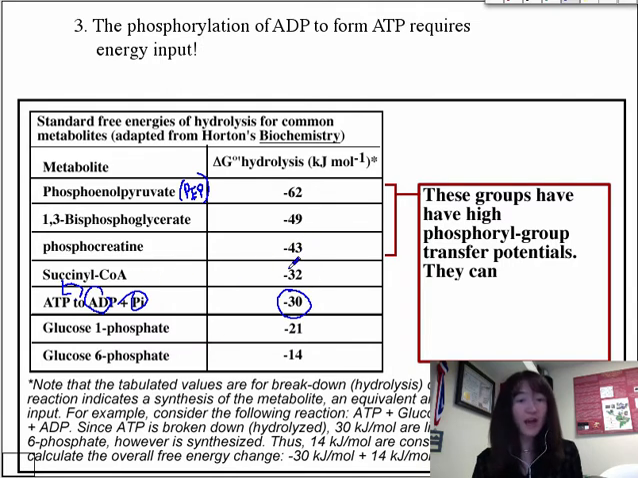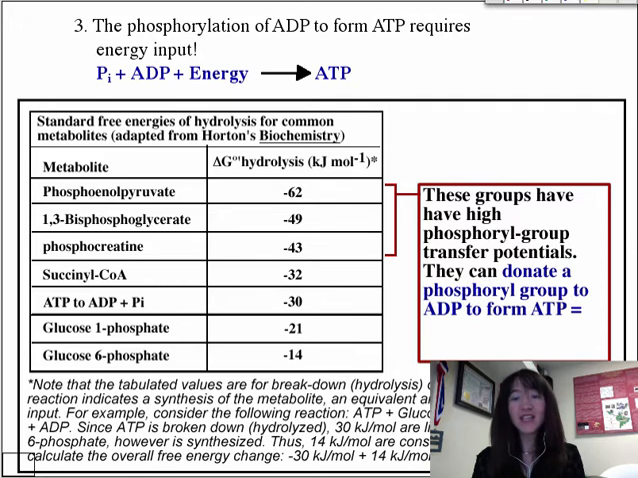Even succinyl-CoA could provide enough energy to make ATP. So these molecules with these high phosphoryl group transfer potentials could transfer a phosphoryl group onto ADP to make ATP. They could provide enough high energy to make ATP. So let's write down the take-home message: these molecules can donate phosphoryl groups to ADP to make ATP.